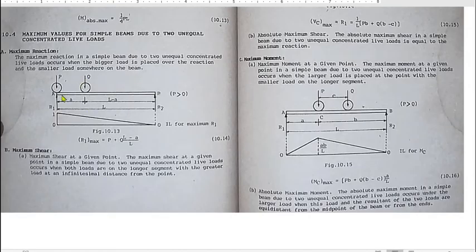And then we have two concentrated unequal loads. Ito, dalawang gulong na hindi magkaparehas ang bigat. So, para ma-maximize yung reaction or yung shear, ilagay mo yung isang load sa support. Obviously, your P is the larger among the two concentrated loads, okay? And then you have the distance A that is between the two loads. And your reaction here is P plus Q times L minus A all over L.